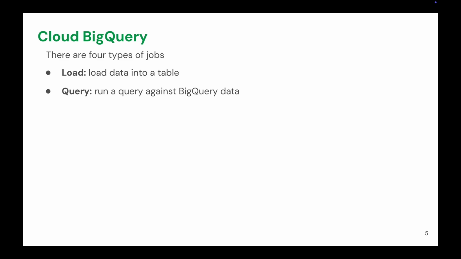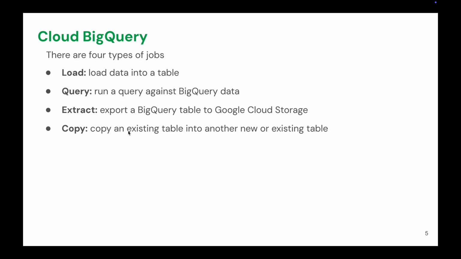And now we will discuss the four different types of jobs in Cloud BigQuery. The first one is load, where you load the data into your BigQuery table. The next one is query, where you run your queries. The third one is extract, where you extract a BigQuery table to a GCS bucket. And finally, we have copy, so you can copy an existing table to a new table as well. So these are the different types of jobs.